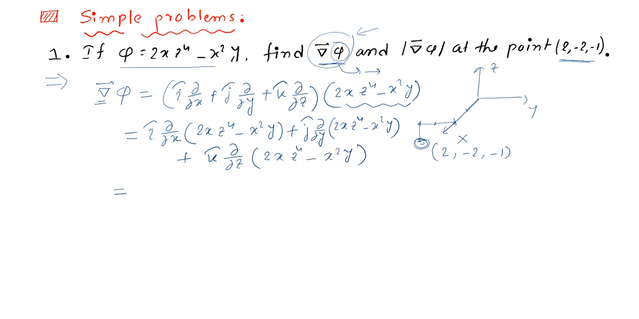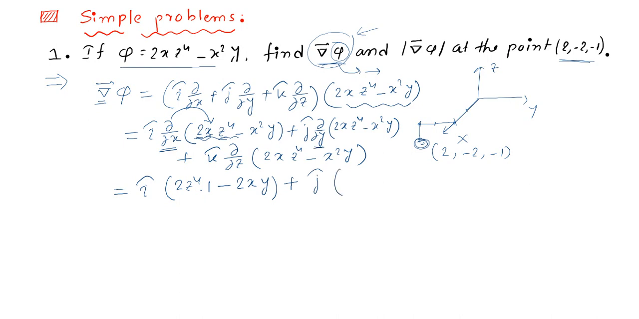And as you all know, this is a partial differentiation, it is very simple to solve. So del del x will only operate on the x term and the rest of the terms remain constant. So first i cap, del del x will operate on 2x z to the power 4, so 2 z to the power 4 remains the same, del del x of x is 1, so it gives you 2 z to the power 4 into 1, right, minus, del del x on x square gives you 2x y as it is, plus j cap del y.